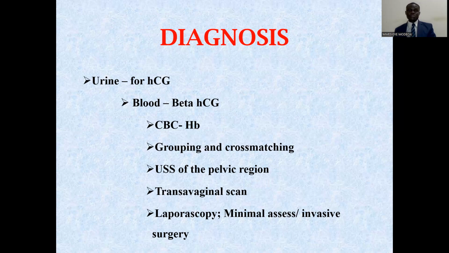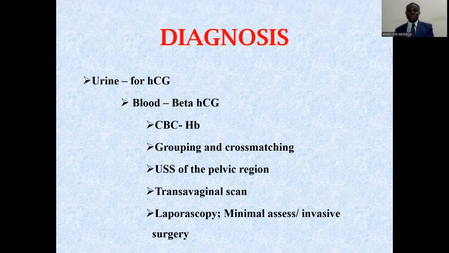One, urine, we shall test for HCG to confirm pregnancy. Blood, we shall do beta HCG still to confirm pregnancy. HCG stands for human chorionic gonadotrophin hormone, which is produced by the placenta, and this confirms that there are products of conception because there is no placenta before fertilization has taken place. We shall do a complete blood count, and here we are more interested in the hemoglobin level. Since there is bleeding, this person is likely to be anemic.